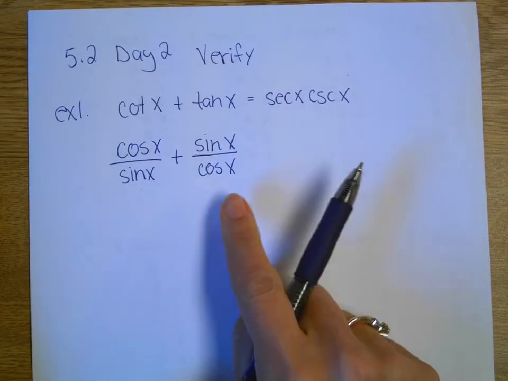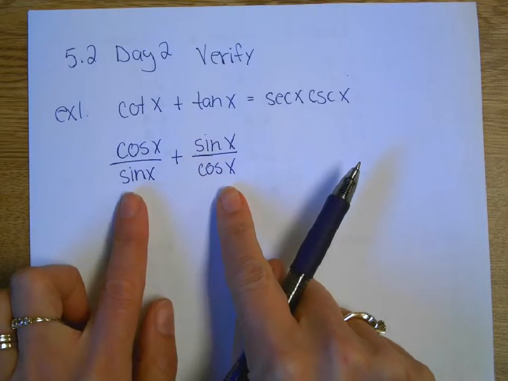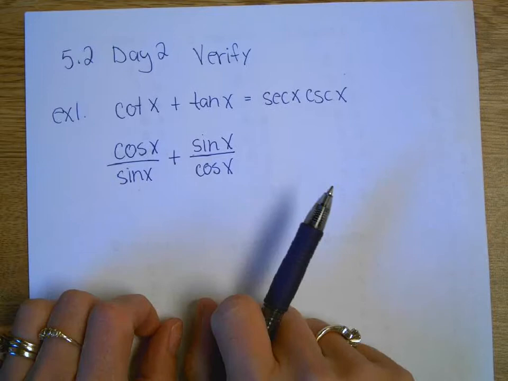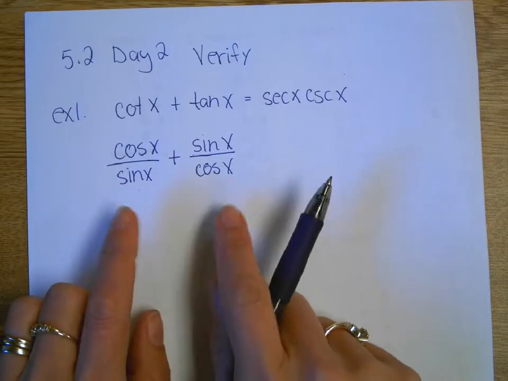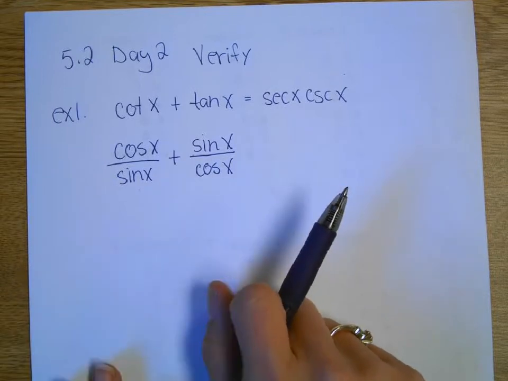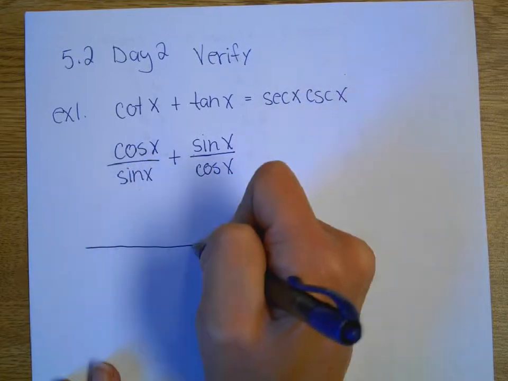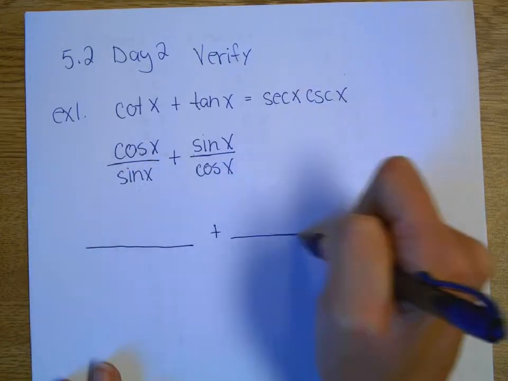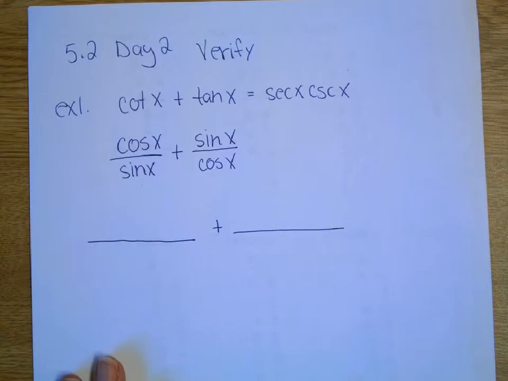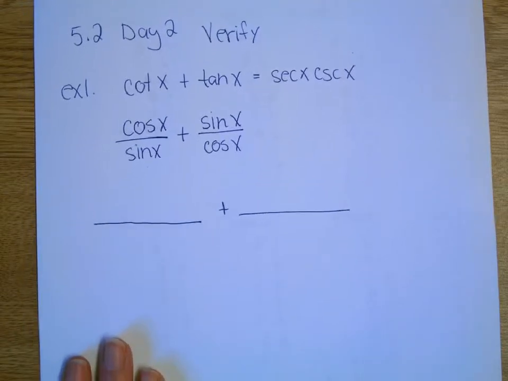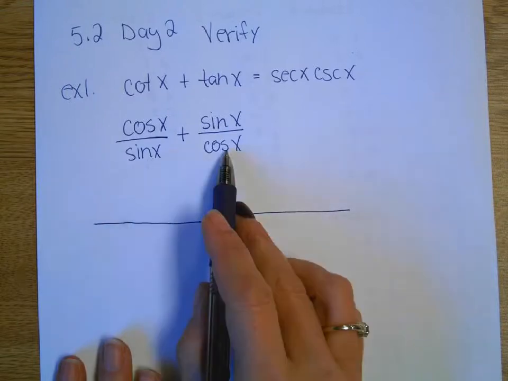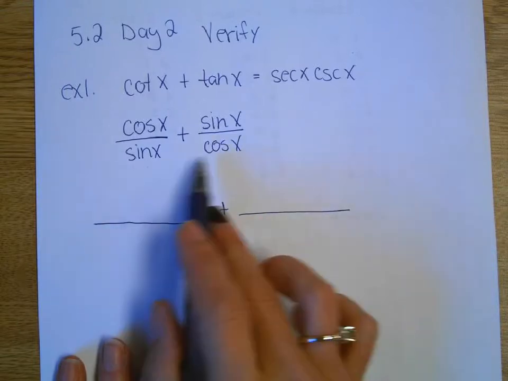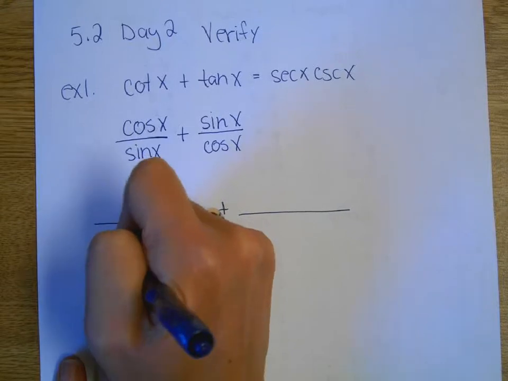All right, so I've got two fractions here. What's the only thing I can do with two fractions? Combine them, add them together. I'm going to add these two fractions. What do I need in order to add fractions together? Common denominator. So I'm going to make two fractions out of these and then bring them together as one fraction. What is my common denominator? Yep, you can multiply the two denominators together to get the common denominator. So it's sine times cosine.